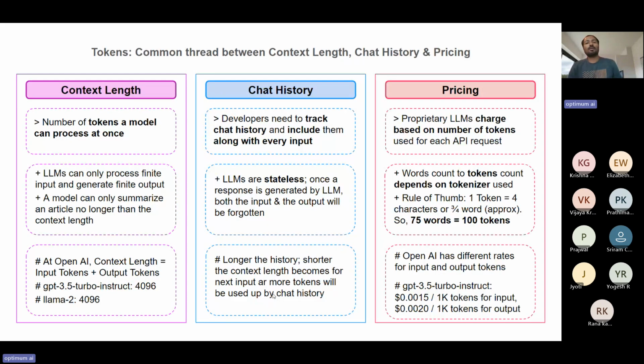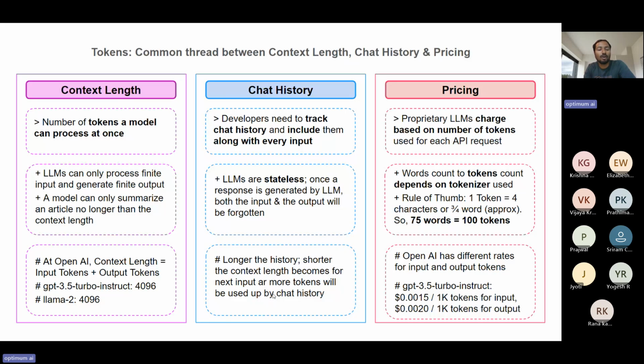These are very important topics when working with LLMs: context length, chat history, and pricing. For every LLM you work with, you will see the token length. So what is context length? Token length is nothing but input tokens plus output tokens. Whichever LLM you are using has its restriction, which is its way of giving output.